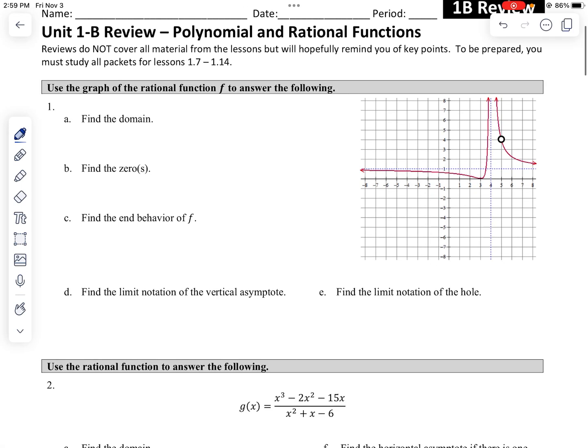So the second one says find the domain. If you remember, domain are x values. So this one, we go from negative infinity to 4. And then there's a little break. And then let's see, there's a hole there. So we could say from 4 to infinity. And then we can say x cannot equal at our hole of 5. So there's a variety of ways you can write that.